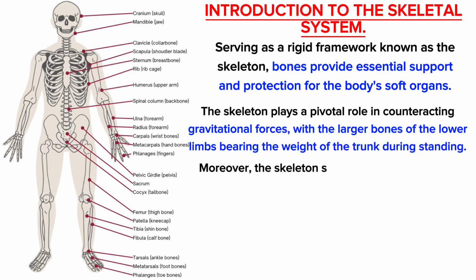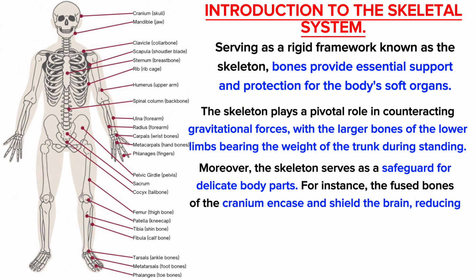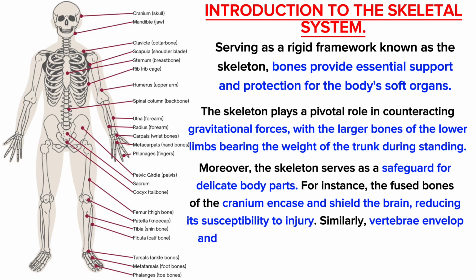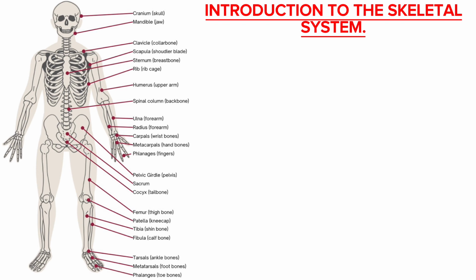Moreover, the skeleton serves as a safeguard for delicate body parts. For instance, the fused bones of the cranium encase and shield the brain, reducing its susceptibility to injury. Similarly, vertebrae envelop and safeguard the spinal cord, while the bones of the rib cage offer protection to the heart and lungs within the thorax. So those are the functions of different parts of the bones in our bodies and how they help us to navigate through life each and every day.